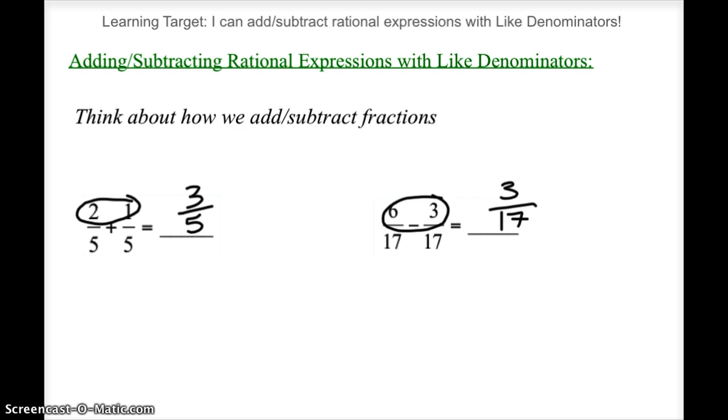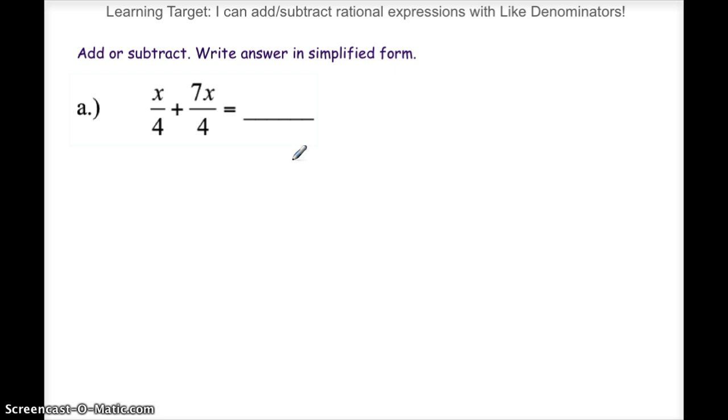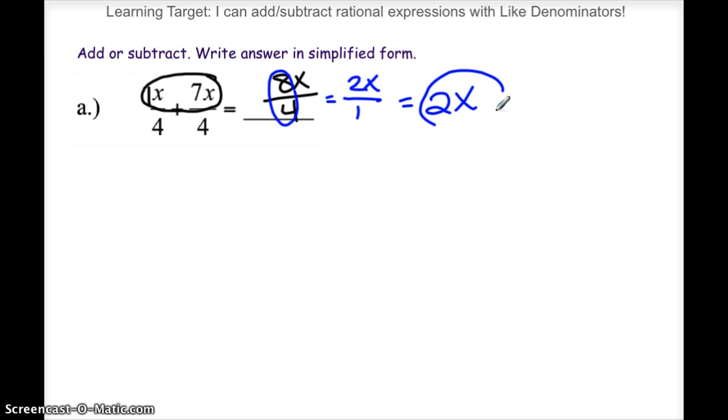Okay, so we're going to do similar operations here with our rational expressions. So these guys have 4s, so the denominators are the same. So I'm able to add like terms on the top. So a 1x plus a 7x adds to an 8x over 4. But make sure your answer is in simplified form. And I know that 8 over 4 can reduce to 2 over 1, with that x still on top. And this is simply just 2x. So this would be your simplified form.